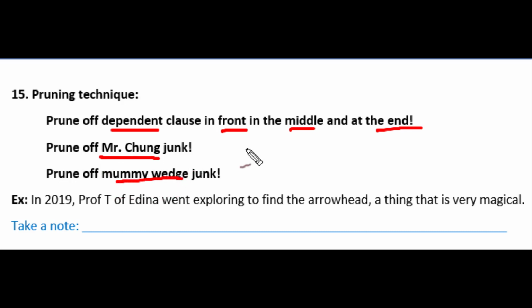Mr. Chung, comma splices, what's between the commas, extra information that we don't need, we can cross it out. Mummy wedges is stuff like in, of, and with. Those words start extra garbage, separate the noun from the verb, and we can go ahead and cross it out. Let's take a look at example number 1 here. It's dealing with in 2019. Here you'll notice that there is a comma right here. If we read from the beginning to the comma, you'll see in 2019.